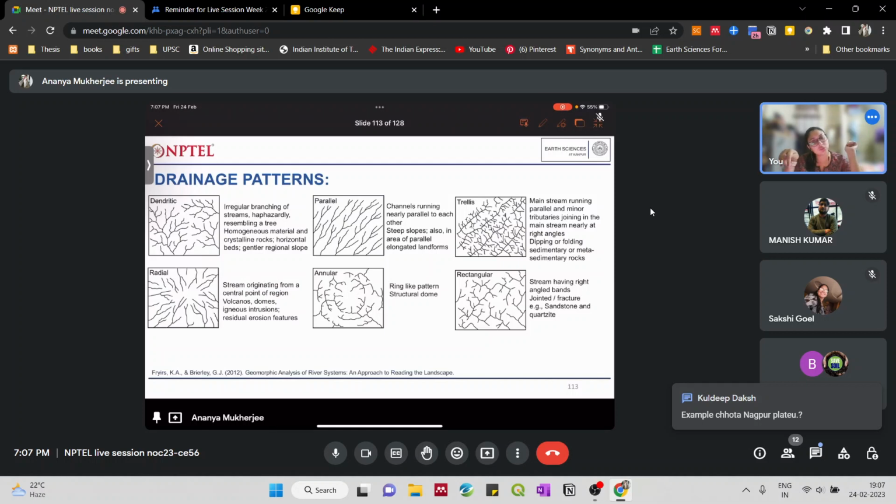Chota Nagpur Plateau, for which one are you saying? The radial, Kuldeep? Radial one. No, it's mostly a dome. A plateau is where the surface is flat on top. I'll try to give an example. Right now, I'm not getting a proper geological example for this, but I'll give it to you.